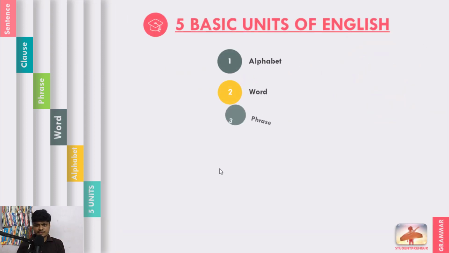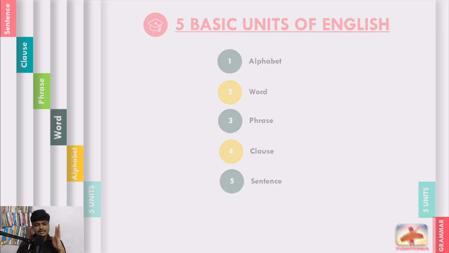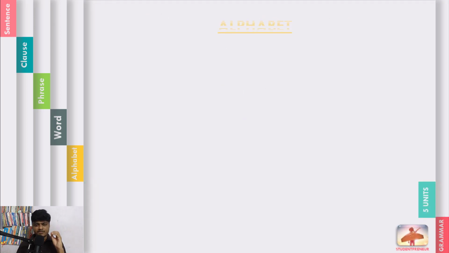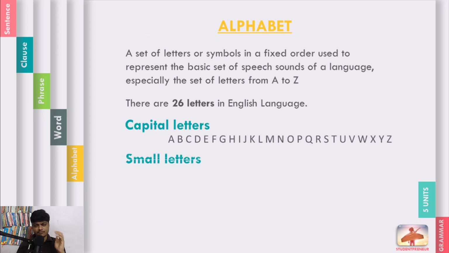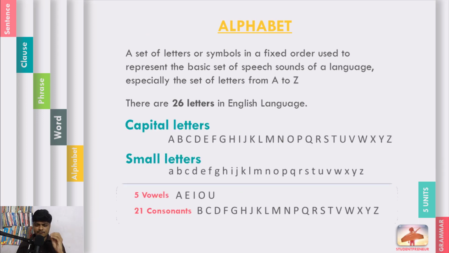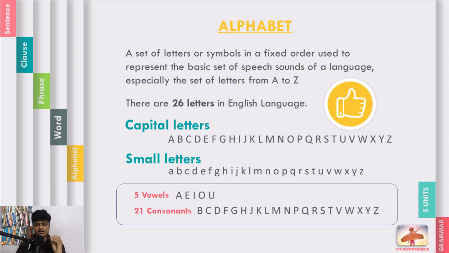What are the 5 basic units of English? First one is alphabet, second one is word, third one is phrase, fourth one is clause, fifth one is sentence. Let's learn about alphabet. We all know about alphabets right from the early days. It is a set of letters or symbols in a fixed order used to represent the basic set of speech sounds of a language, especially the set of letters from A to Z. How many letters are there? 26 letters in the English language. Capital letters, small letters, and the letters are divided into 5 vowels, 21 consonants.